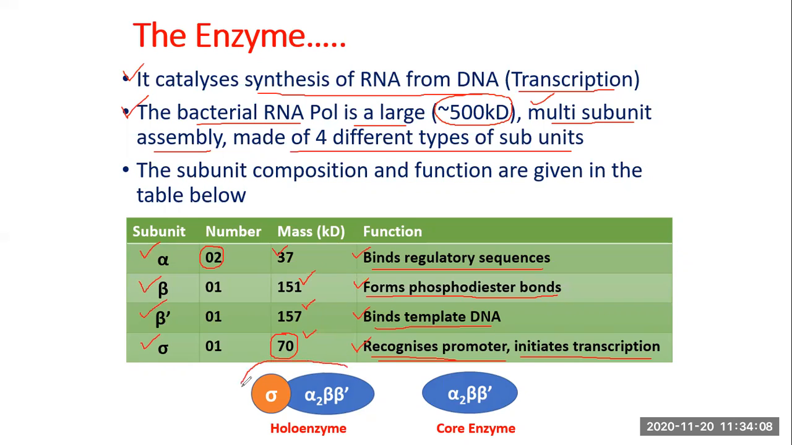So for example, this is the holoenzyme, the one which is made up of all the 4 different types of subunits. There is one sigma, there are 2 alpha, there is one beta, and there is one beta prime. This sigma subunit, after its job is over, after it has helped the enzyme recognize the promoter, leaves the complex. And what remains, the enzyme minus the sigma subunit, is called the core enzyme. The rest of the transcription is carried out by this core enzyme.